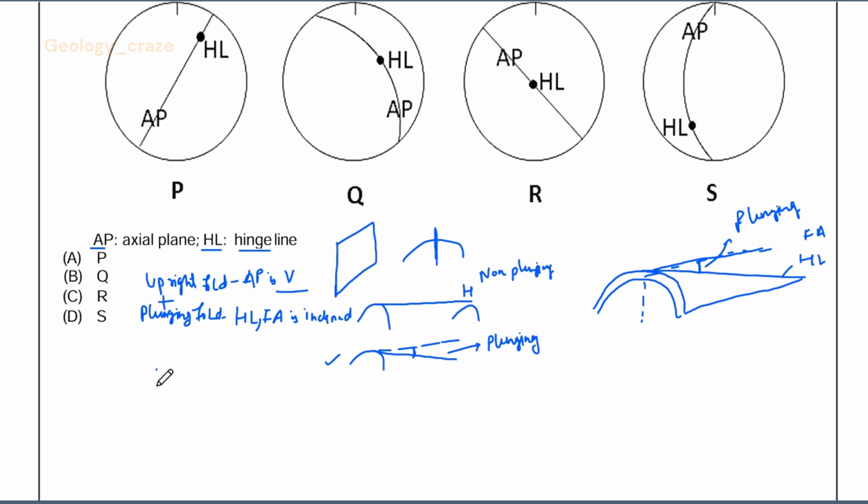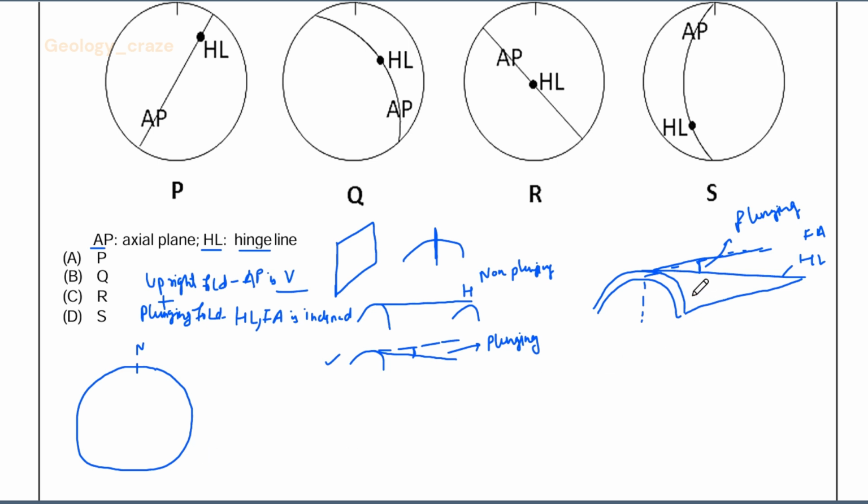First, suppose this is our stereonet. For more detail, you can go to the playlist and watch from there. I have already uploaded the basics of the stereonet, and some exercises are already there. Suppose this is our stereonet, and in that, north is marked over here.